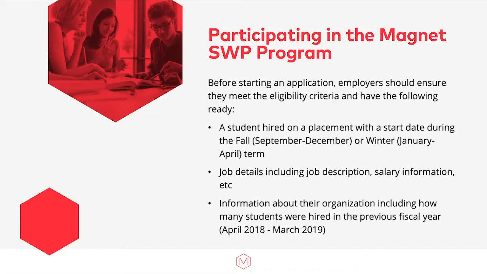The employer must have the job details ready, including the job description, salary information, etc. All the information you would typically find on a job posting. And finally, some information about their organization, including how many students they hired in the previous fiscal year, so that April to March period, so that they can know how many students they would be eligible under the student work placement program.